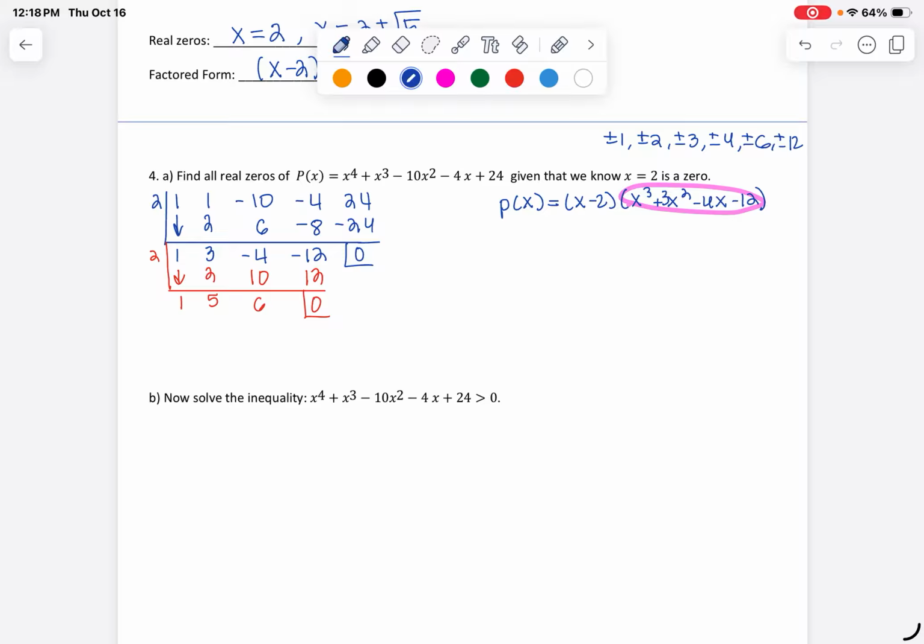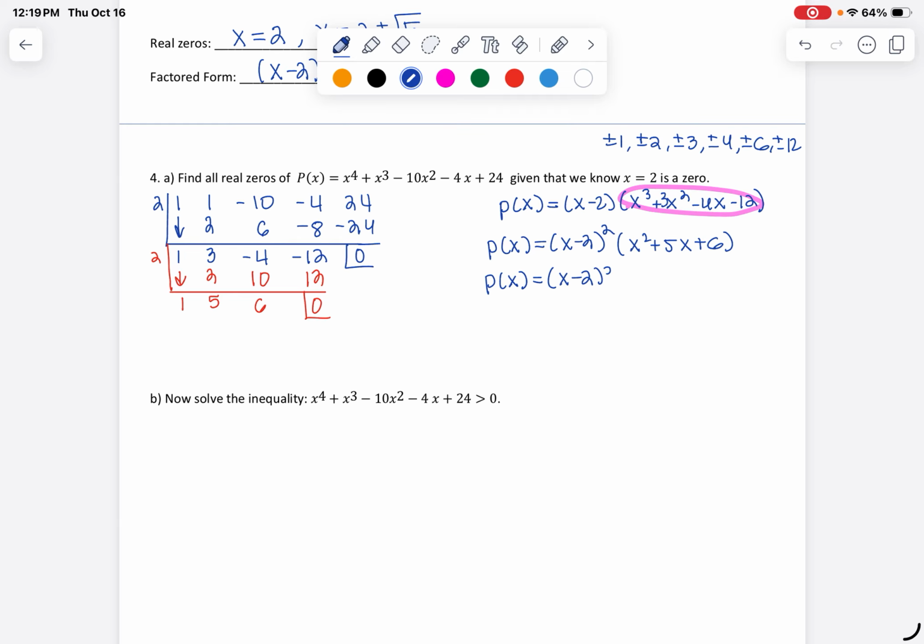Okay, so now this is going to factor to P of x is equal to x minus 2 times x minus 2, which is x minus 2 squared, times x squared plus 5x plus 6. And now I can factor that. So I have P of x equals x minus 2 squared, and then that factors to x plus 3 times x plus 2. And so there's my completely factored form, and now I can find all the zeros. So we already listed 2. We're not going to list it again, but we're going to list x equals -3 and x equals -2. And those are my other 2 zeros.